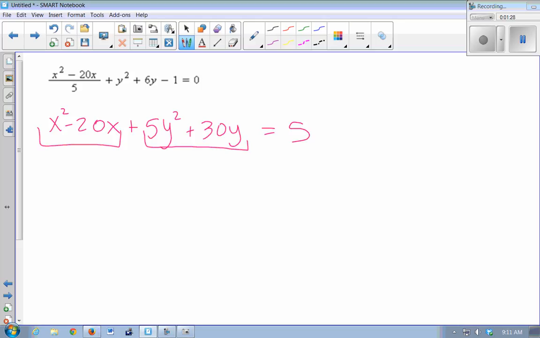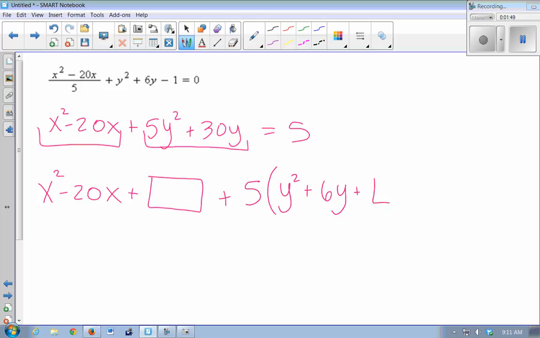All right, so now to complete the square, I have to add something, plus blah, right? What do I add to complete the square? And then for the y's, I'm going to factor out a 5. So it's going to be y squared plus 6y plus something equals 5. And if I added stuff to the left side of an equation, you have to also add it to the right side. So whatever I added over there on the left, I have to add on the right.